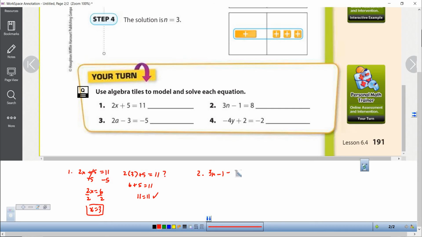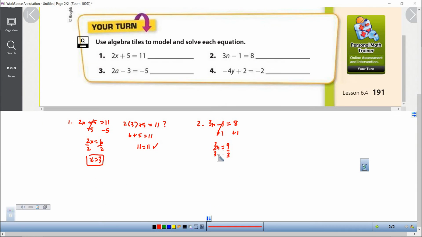3n take away 1 is equal to 8. All right, so what am I going to do first here? I'm going to add 1 because, right, if I was going forwards, it would be times 3 minus 1. So going backwards, it's going to be plus 1 divided by 3. So when I do that, these are going to cancel, and I get 3n is equal to 9. And then what am I going to do? I'm going to divide by 3 because I'm using the opposite or inverse operations. And when I do that, I get n is equal to 3.